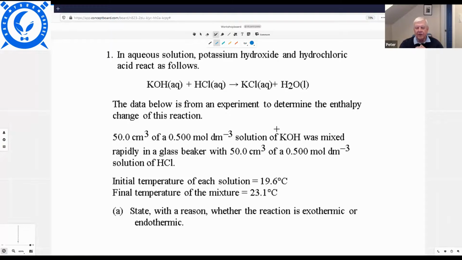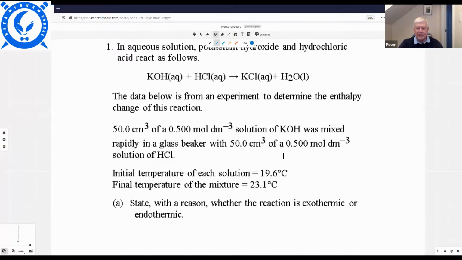And this is called the enthalpy of neutralization because KOH is a base and HCl is an acid. So they take 50 centimeters cubed of a half molar solution of KOH, and they mix it in a glass beaker with 50 centimeters cubed of a half molar solution of HCl. And they monitor the temperature. And what they find is that the initial temperature was 19.6 degrees, and it went up to 23.1 degrees.